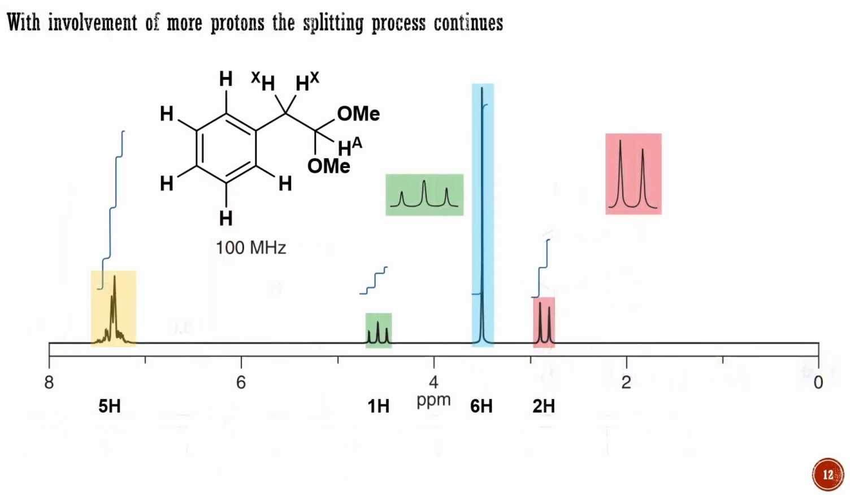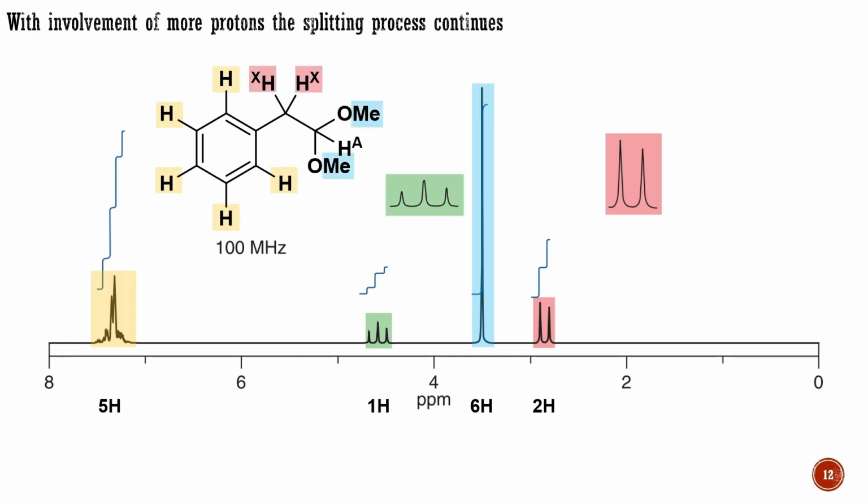If there are more protons involved, the splitting process continues. Here is the NMR spectrum of a famous perfumery compound supposed to have the smell of green leaf lilac. The compound is an acetal with 5 nearly identical aromatic protons at the normal benzene position and 6 protons on 2 identical methoxy groups.